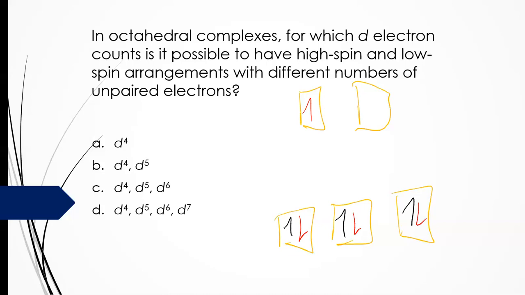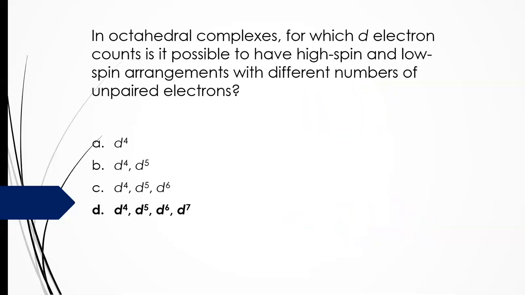This is a high field state. Our low field one would look like 4, 5, 6, 7. Once we get into 8, though, it no longer matters. The whole bottom part is filled no matter what, and we would always have 2 unpaired ones once we get to D8. Same thing for D9 and D10. So the only times that it matters for high spin versus low spin is D4, D5, D6, D7.